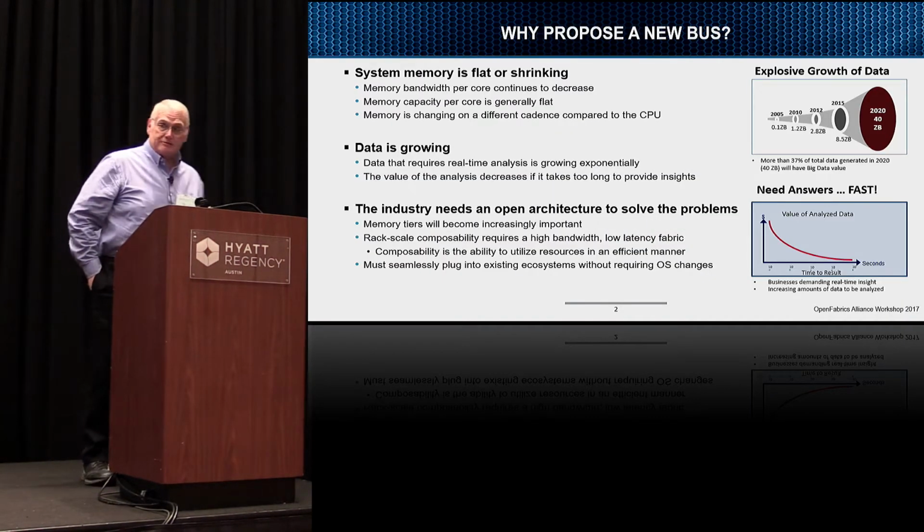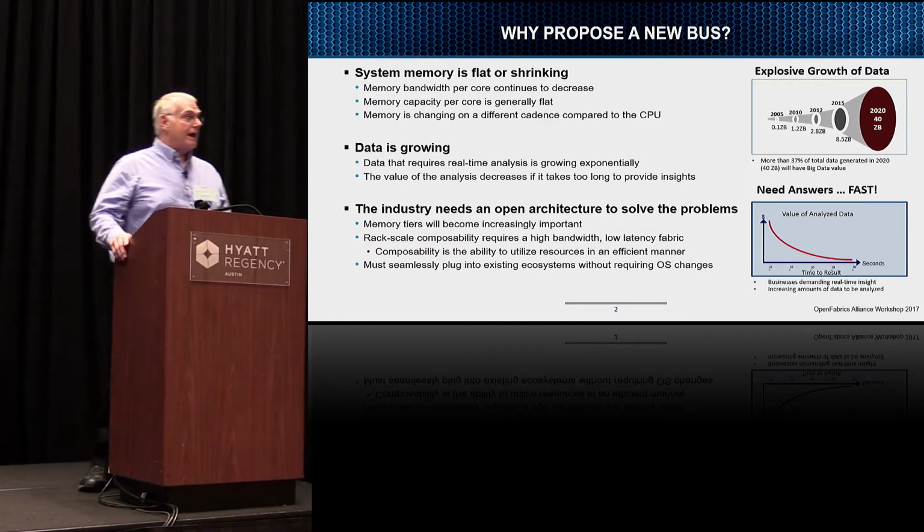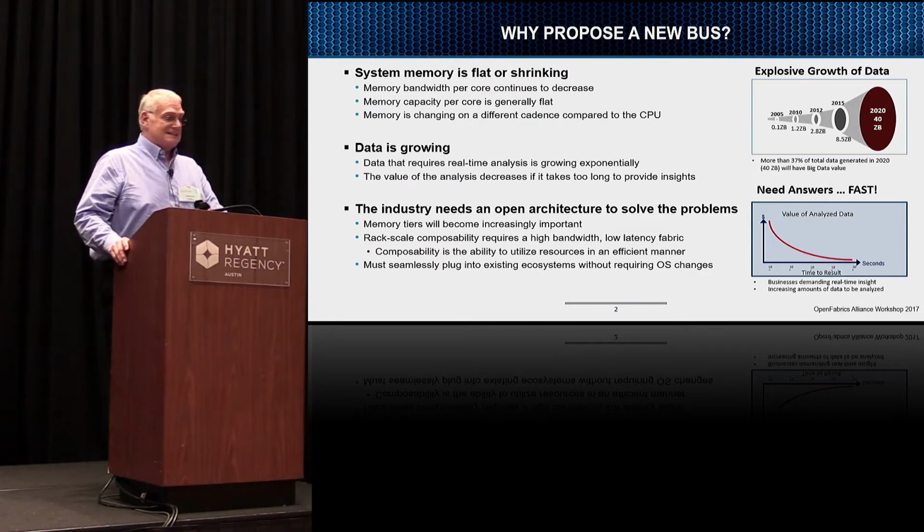So back to some of the original questions we had. Why come up with a new bus? System memory is flat and shrinking, so these are some of the architectural motivations from the CPU or platform. Memory bandwidth per core continues to decrease. Memory capacity per core is generally flat. Memory is changing on a different cadence compared to the CPUs.